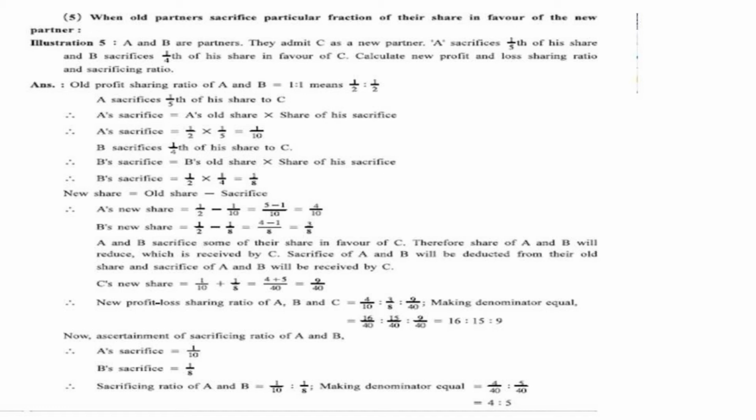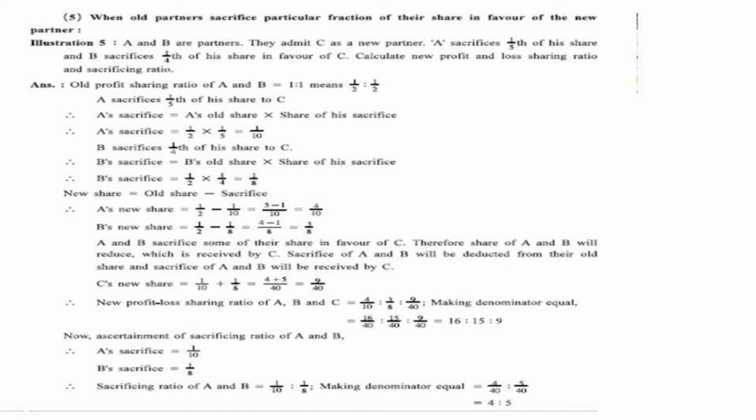Now B's new share is equal to 1/2 minus 1/8. Here in denominator 2 and 8 is there. So LCM of 2 and 8 is equal to 8. So 1/2 multiply with numerator and denominator with 4. Then we get 4/8 minus 1/8. So is equal to 4 minus 1 upon 8 and is equal to 3/8.